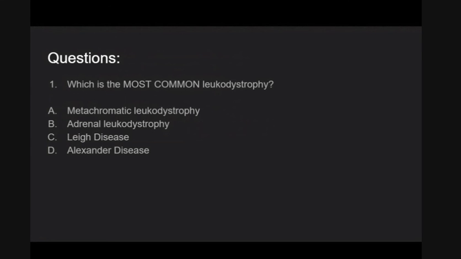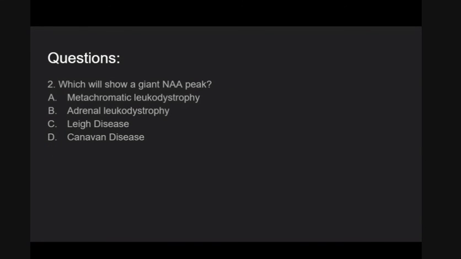Just moving on to questions, which is the most common leukodystrophy? So among these choices, the answer would be metachromatic leukodystrophy. For the second question, which of these will show a giant NAA peak? The answer for which is Canavan disease. This is actually a pathognomonic finding for this disease on MR spectroscopy.